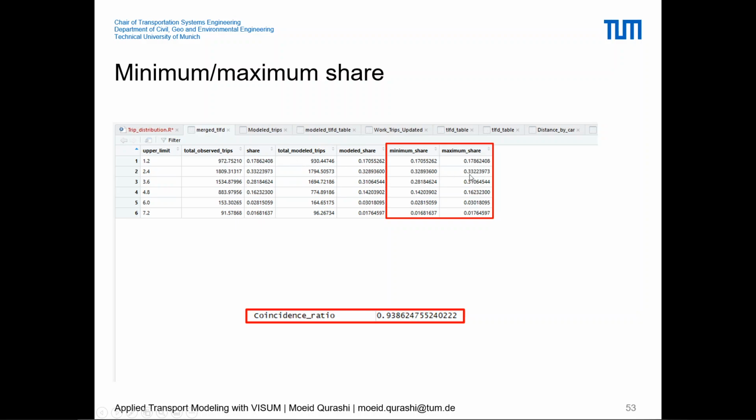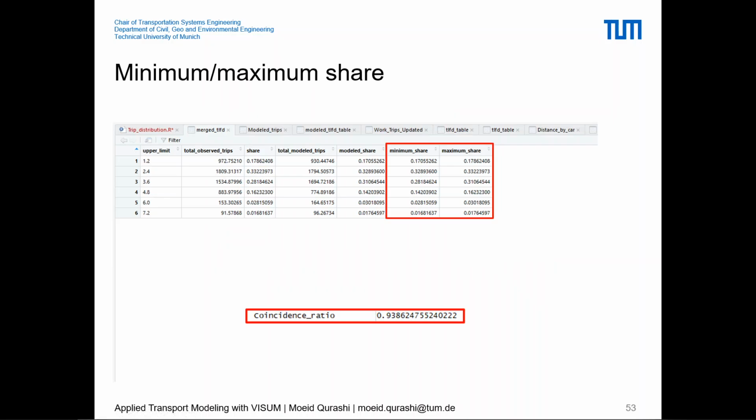And then once we have this, we'll create a ratio of the sum of the minimum share column and the maximum share column, which comes out to be 0.938. So which means 93%. The value that is closer to 1 will be more accurate, or better in terms of results. So we are able to represent our TLFD from the observed trips to the model trips.